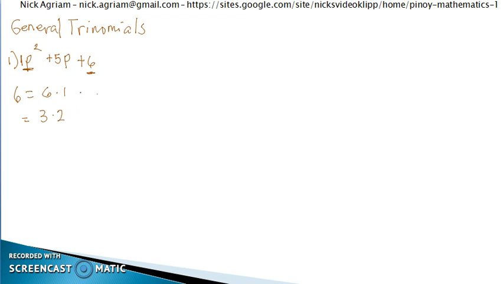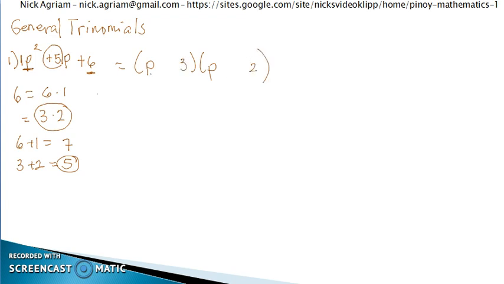And then what you can see is add or subtract these factors. We have 6 plus 1, then we have 7, and then we have 3 plus 2, then we have 5. That means if we can find 5, which is the second term, then our factors are p, and then also p because it's squared, and then you can put the factors of 6. We have the 3 and we have the 2. Because it is positive 6, both of them are positive.